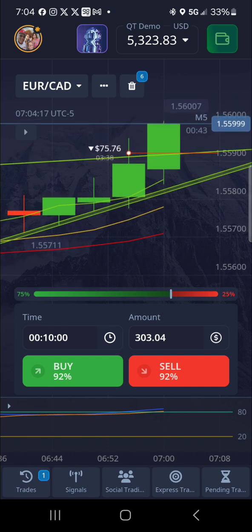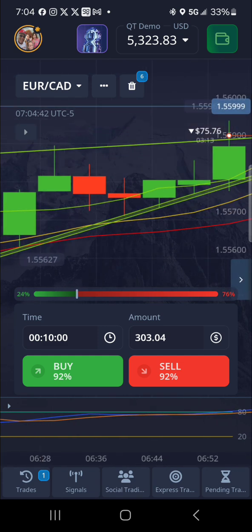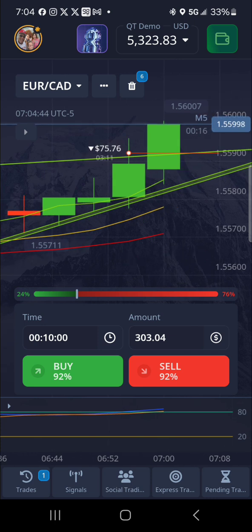But it looks like we might be experiencing a breakout here. Maybe. This is what happens whenever a floor and a roof meet. You're going to get a breakout sooner or later. And it looks like this one is probably going to break out, because it's a pretty big candle there.